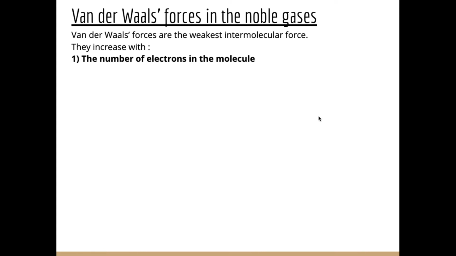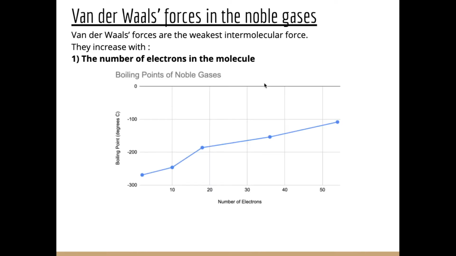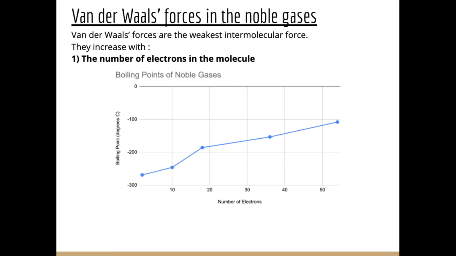We can see this very clearly when we look at the boiling points of our noble gases. Our noble gases are our group 18 atoms. They have a full valence shell and they just exist as monoatomic atoms. If they're monoatomic atoms, they can't have any sort of polarity within them, so they will just have van der Waals forces present. So we can see here we have the boiling point.